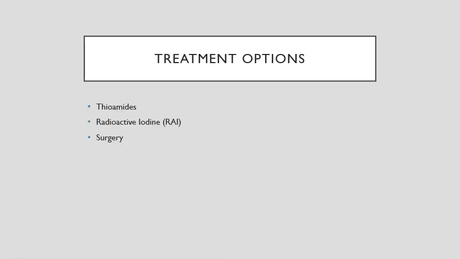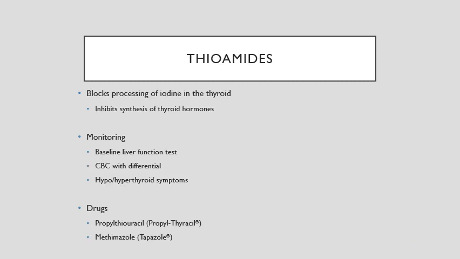When it comes to treating hyperthyroidism, patients have three main options: medications, including thioamides, radioactive iodine, or RAI, and surgery. Thioamides are a class of medications that are used to treat hyperthyroidism. They work by blocking the processing of iodine in the thyroid and therefore inhibit the synthesis of thyroid hormones.